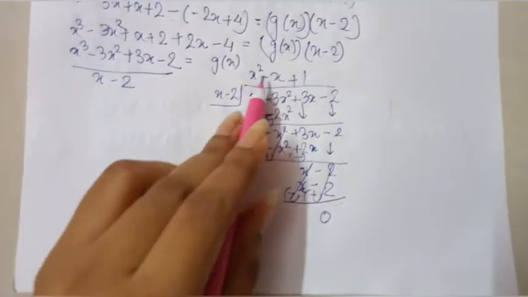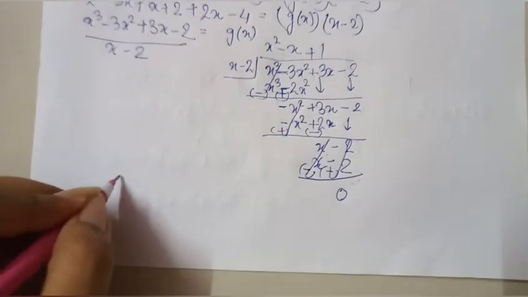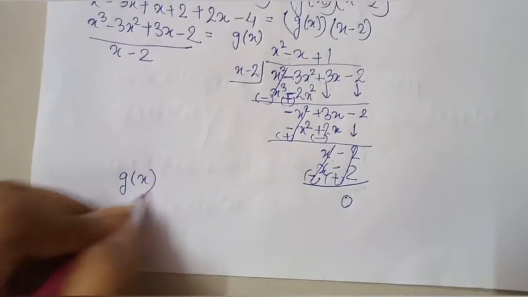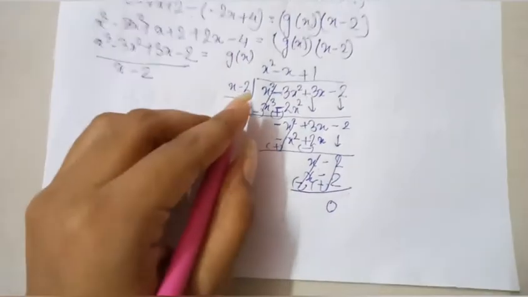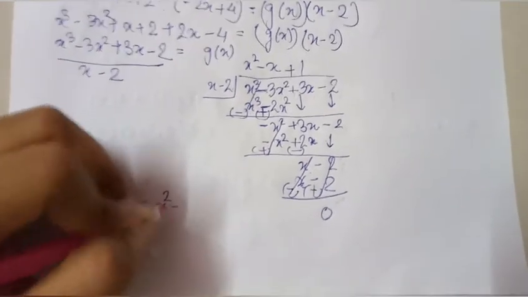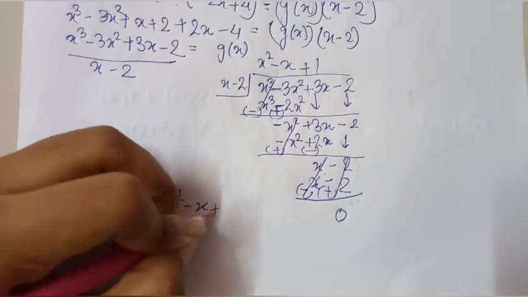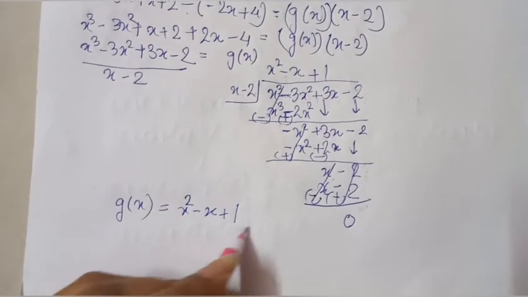So we can see that g(x) is this. The quotient will be g(x), because r(x) is 0. So we get g(x) equal to x square minus x plus 1, and this is the correct answer.